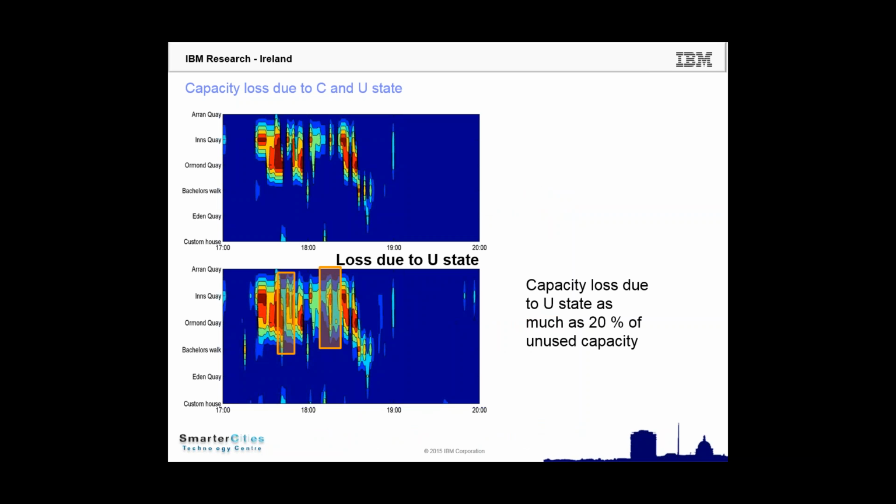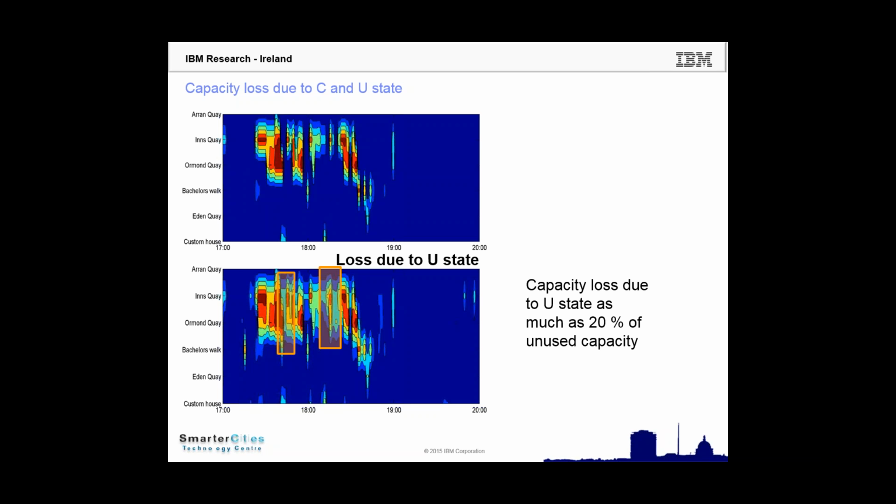So this picture shows the capacity loss on a sort of heat map. On the x-axis there is time, and on the y-axis there are the various intersections that we are analyzing. The plot on the top of the slide shows the capacity loss computed when only the C state is considered. On the bottom we have the capacity loss computed when both the U state and the C state are considered.